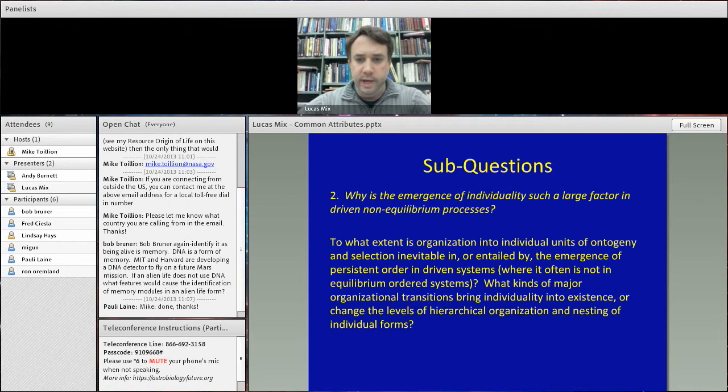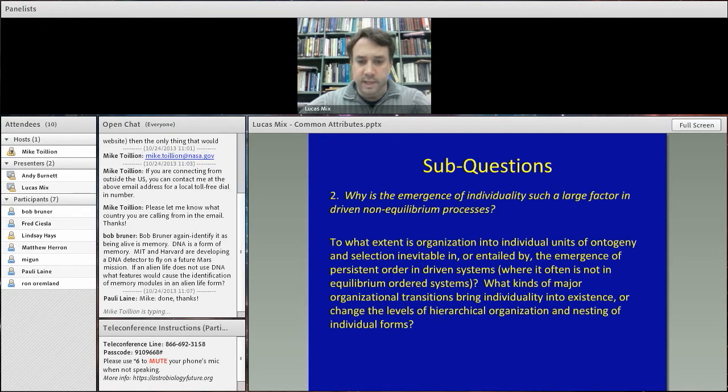Sub-question 2, why is the emergence of individuality such a large factor in driven non-equilibrium processes? So again and again in our discussions, we came back to this idea of hierarchical levels of organization and how they reflect adaptations to the environment. To what extent is organization into individual units of ontogeny and selection inevitable in or entailed by the emergence of persistent order in driven systems, where it often is not in equilibrium ordered systems?